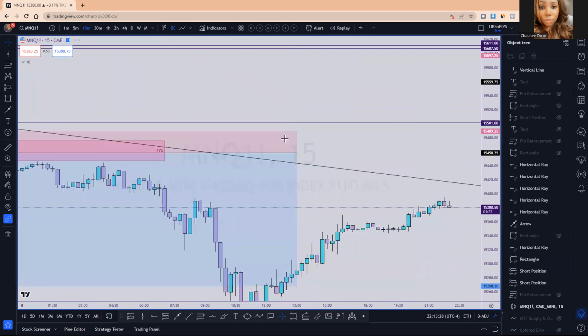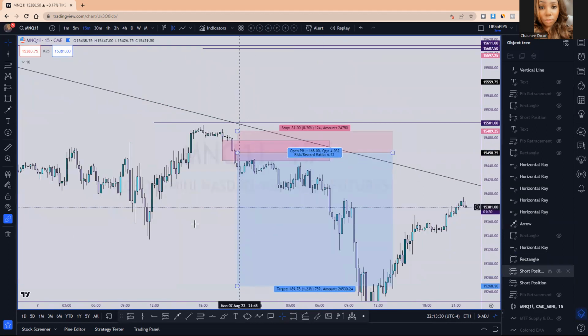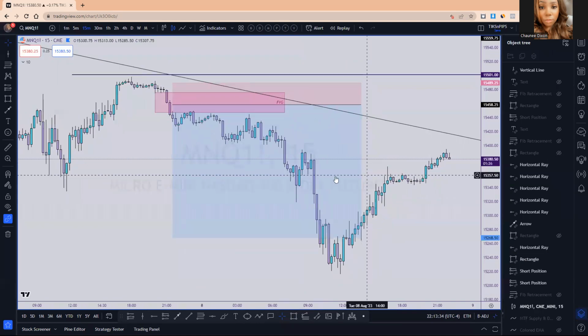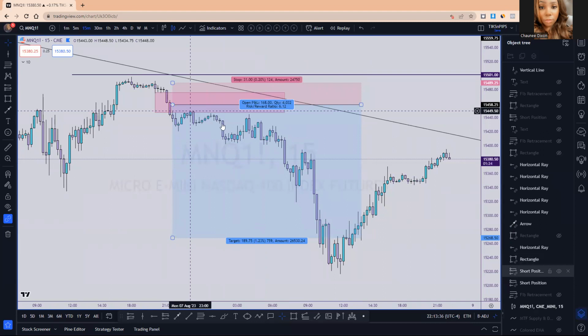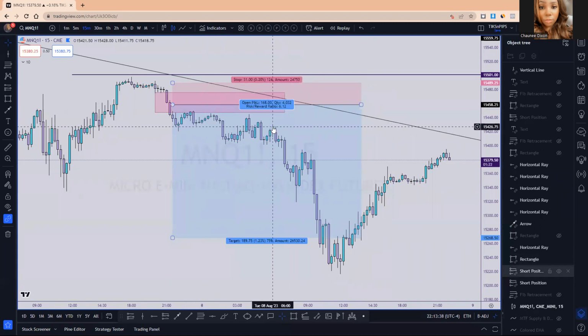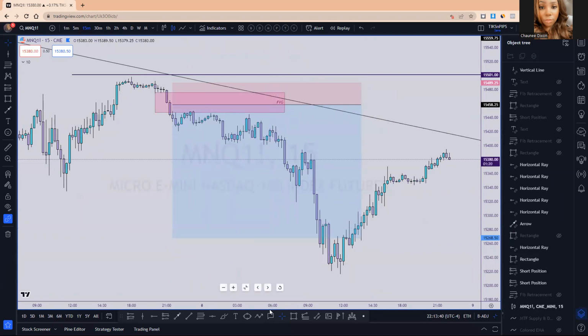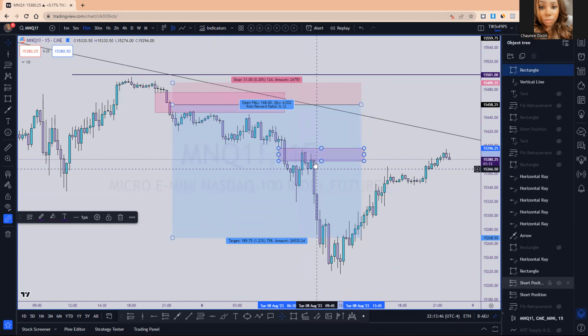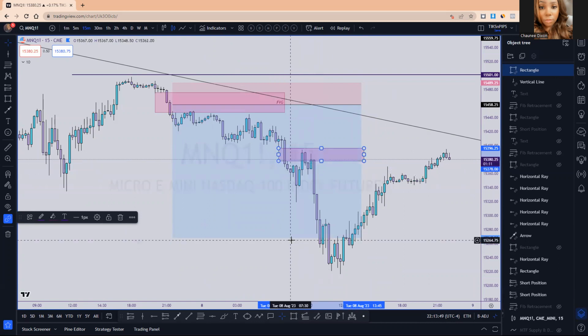I think I was on the 15, and I was waiting. This was looking ugly to me. So I was like, oh, I might not get an entry this morning. But then I saw another fair value gap formed here. And I did not catch it on time, guys. I actually caught it somewhere coming out of here during this drop.